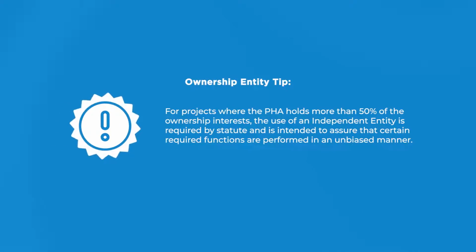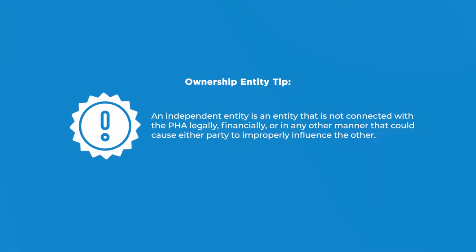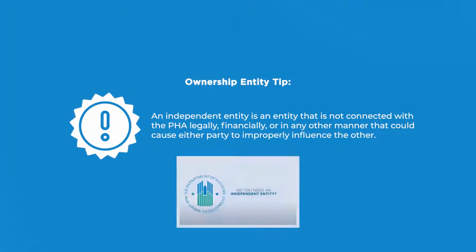Ownership entity tip. For projects where the PHA holds more than 50% of the ownership interests, the use of an independent entity is required by statute and is intended to assure that certain required functions are performed in an unbiased manner. An independent entity is an entity that is not connected with the PHA legally, financially, or in any other manner that could cause either party to improperly influence the other. Watch the Do You Need an Independent Entity video in this series for more information.